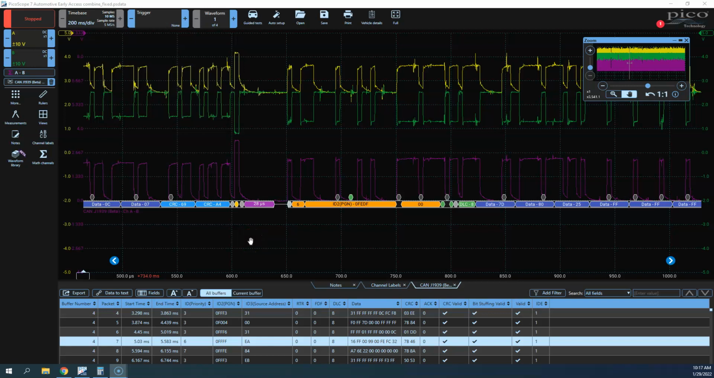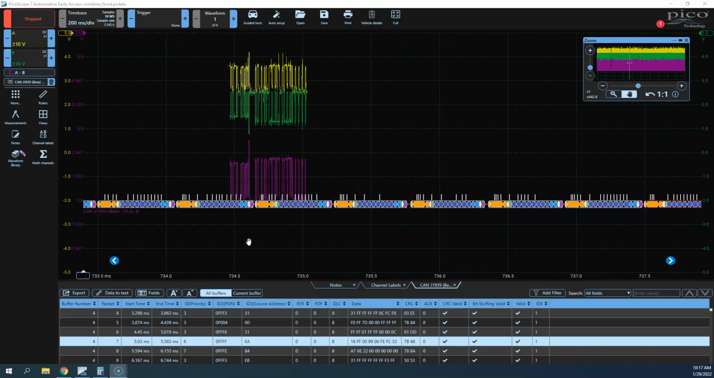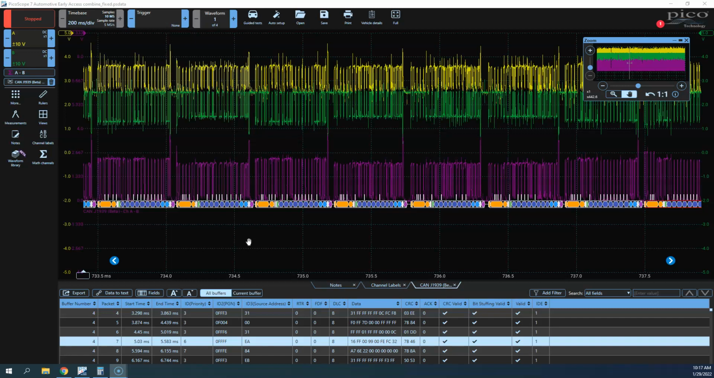Hey, this is the 10th installment of Advanced J1939, looking at some actual real data taken from the field. This is actually a combine where there are many controllers on the CAN bus.